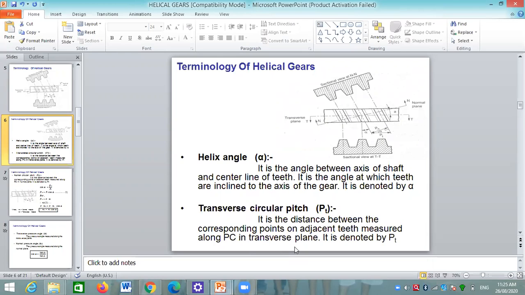Transverse plane मध्ये जर आपण दोन टीथ मधल्या सेम पॉइंट्स वरचं डिस्टन्स मेजर केलं तर त्याला म्हणतात ट्रान्सव्हर्स पिच आणि ते डिनोटेड केलं जातं पी सफिक्स टी. This is denoted by P suffix t. This is the one terminology, transverse pitch.